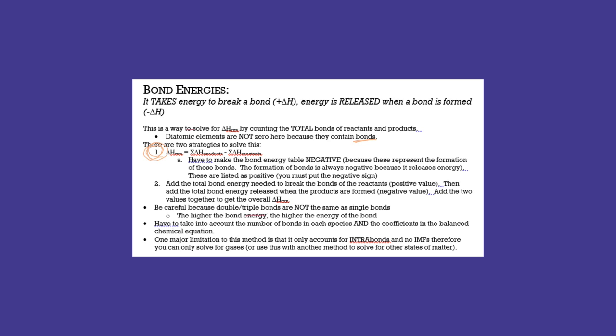This is where it really differs from standard enthalpies of formation, because you have to count the bonds. You're not just counting how many of each compound you have, but how many of each bond there is, and how many are in the coefficients of the balanced chemical equation. One of the major limitations to this method is that it only accounts for intramolecular bonds. We mentioned this before, no IMFs. Therefore, you can only solve for gases, or you'd have to use some other method.